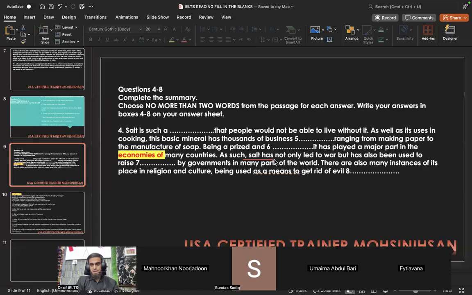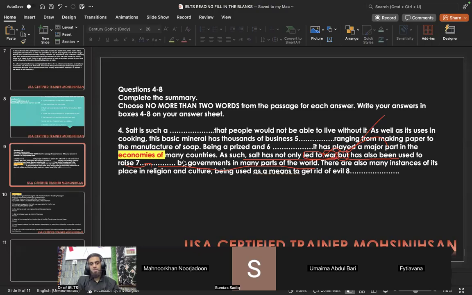Okay, next we see the question is: as such, salt has not only led to war but has also been used to raise blank, what it has raised by governments in many parts of the world. Now there is the word 'but', and 'however' words are mostly used in choosing option questions too, and in other parts in IELTS listening and in IELTS reading to trap the students' minds and confuse them. How? Before 'but' you will see one kind of perception, after 'but' there will be another, and we can say adverse, a different kind of perception.